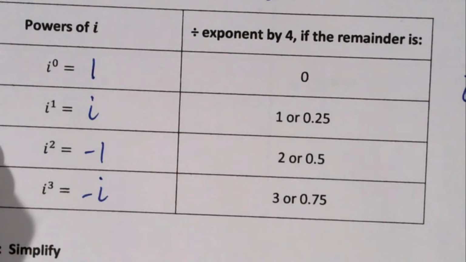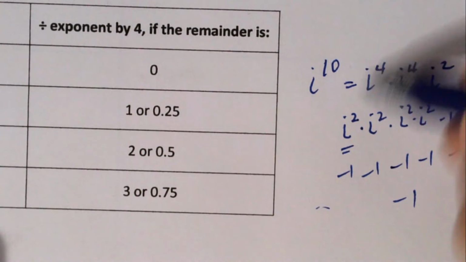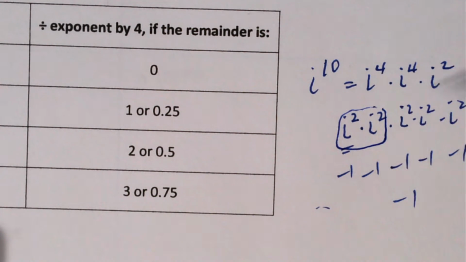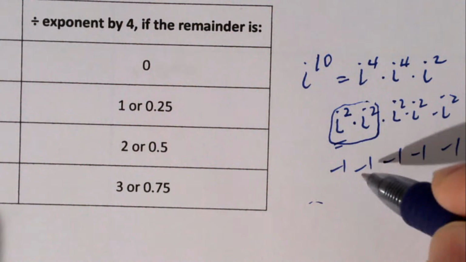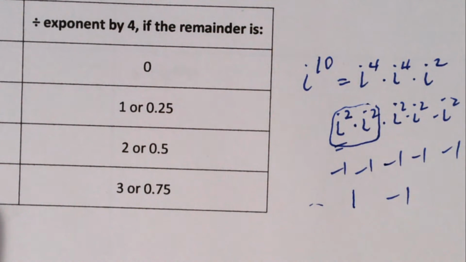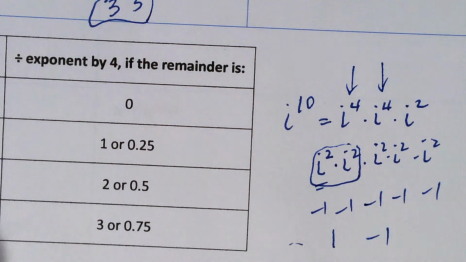Okay, my point is, let's step back a little bit first. So i to the fourth was two of these i squares. What's negative 1 times negative 1? Negative 1 times negative 1 is positive 1. So that means all these i to the 4 are equal to 1.